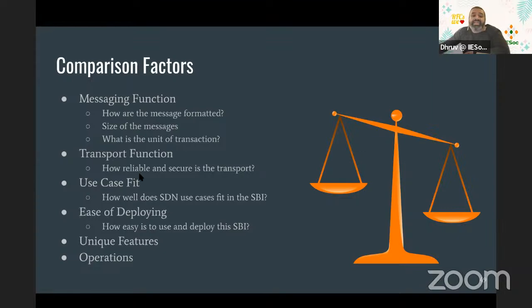Transport, which is focusing on the reliability and security of the messages. How easy is it to fit the various use cases of SDN? And while we are using these SBIs, how easy is it to deploy, what are the unique features of each of these protocols, and how difficult or easy is it to operate them? What are the network operations features that these protocols provide?